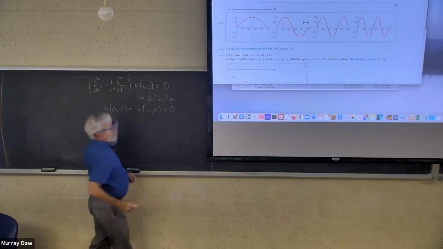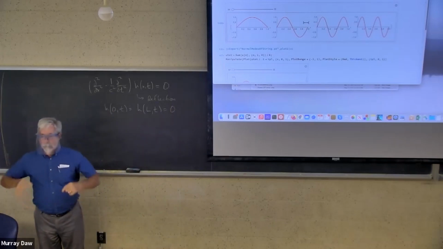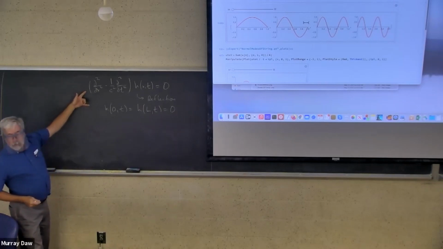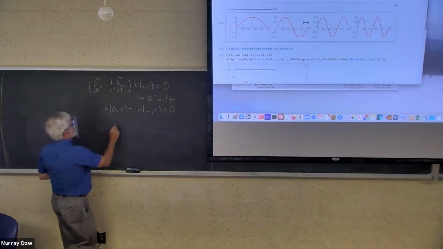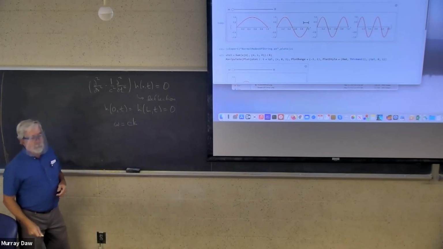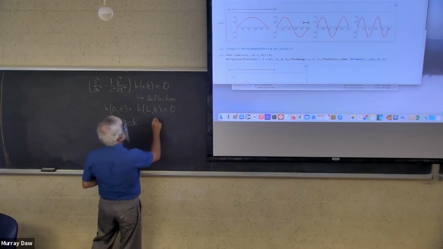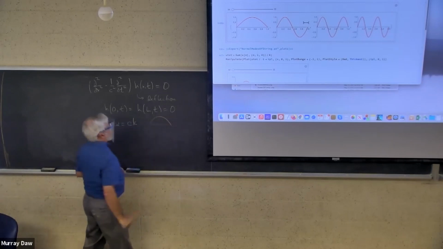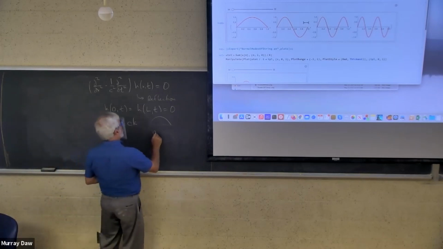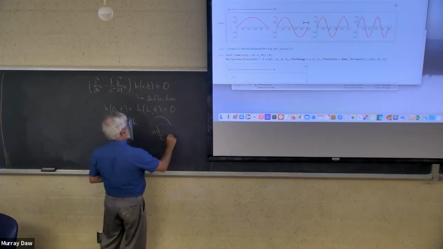So with the deflection, the string is clamped on each end, so the deflection has to be 0. And so I wrote down the solutions for this equation, and we found that the frequency is proportional to the wave number. And the wave number had to be such that an integer multiple of half a wavelength is equal to L.